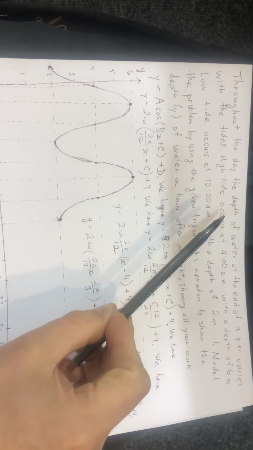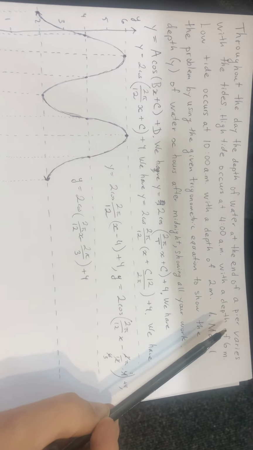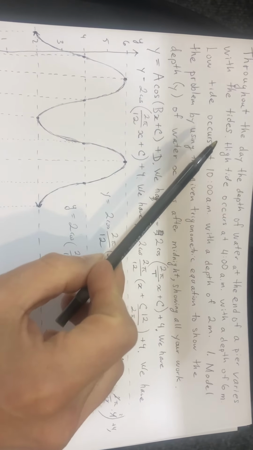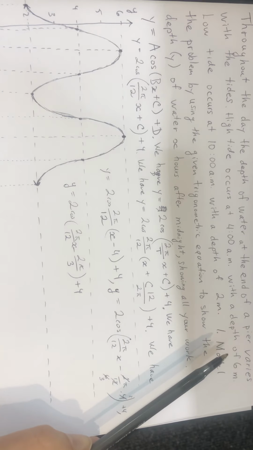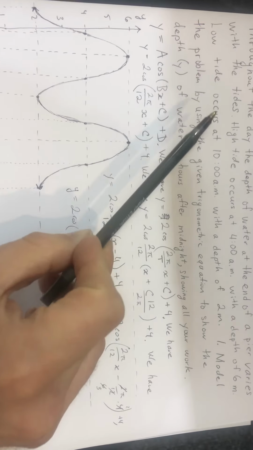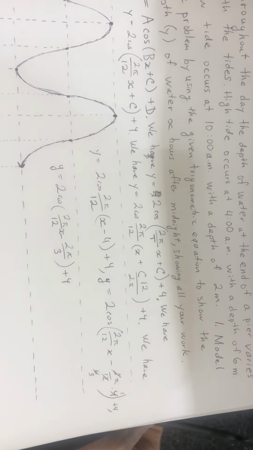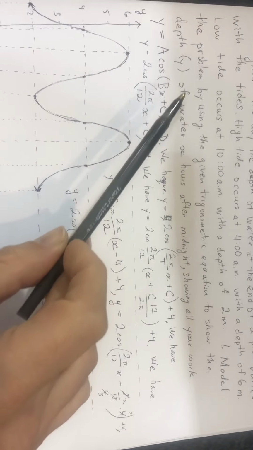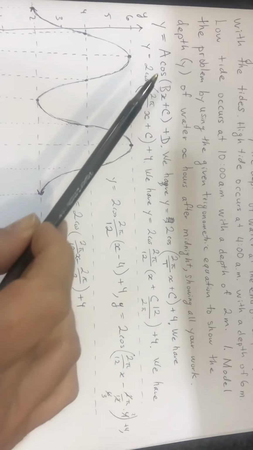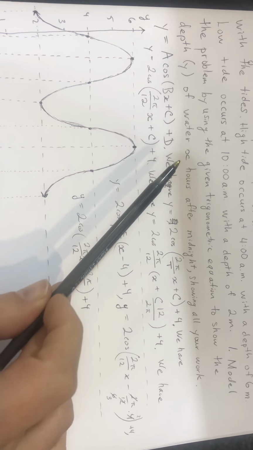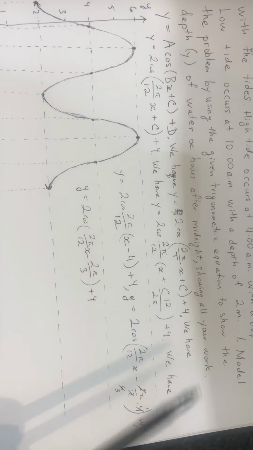Throughout the day, the depth of water at the end of a pier varies with the tides. High tide occurs at 4 a.m. with a depth of 6 meters. Low tide occurs at 10 a.m. with a depth of 2 meters. 1. Model the problem by using the given trigonometric equation to show the depth y of water x hours after midnight, showing all your work.